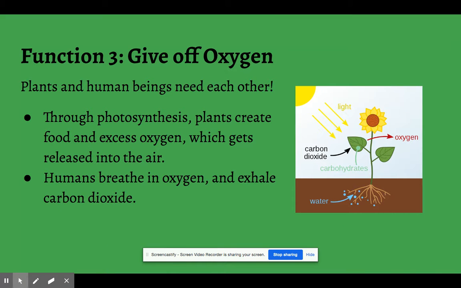Keep in mind also, we've talked about this a little bit with photosynthesis, but plants give off oxygen. And plants and humans essentially need each other. So through photosynthesis, plants create food and excess oxygen, which gets released into the air. Humans breathe in oxygen and exhale carbon dioxide. It's a good relationship.